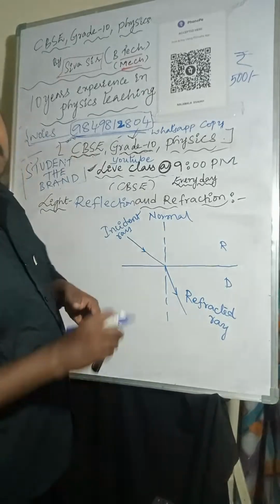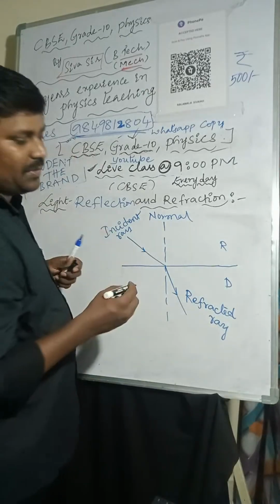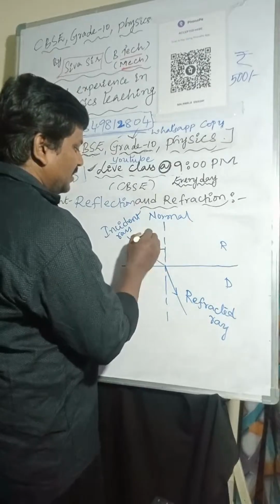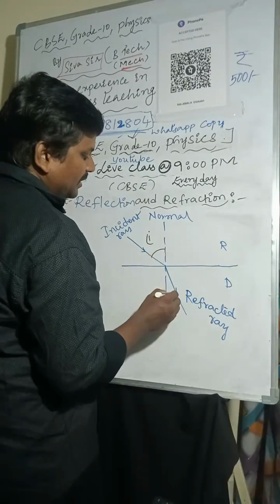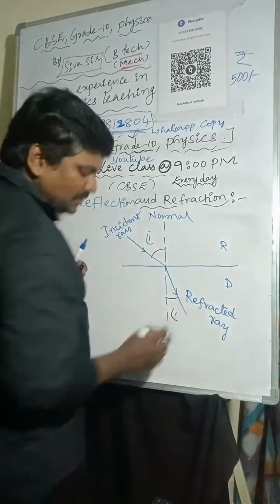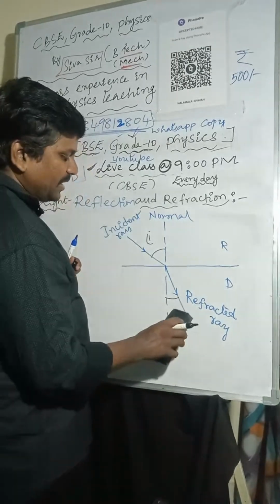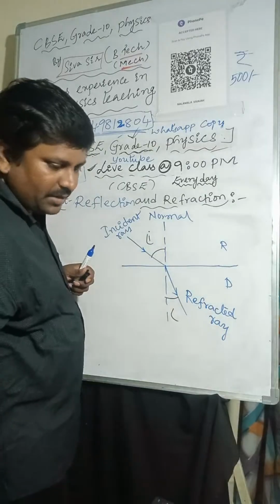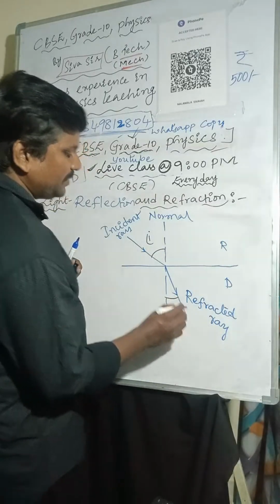The angle between the incident ray and the normal line is called the angle of incidence. The angle between the refracted ray and the normal line is called the angle of refraction.